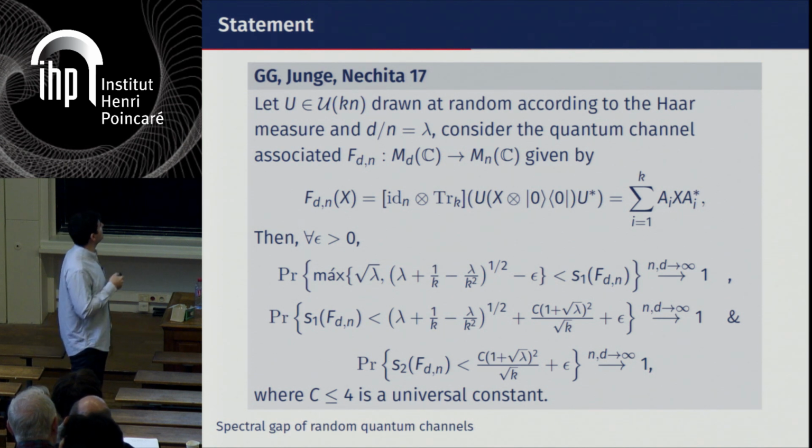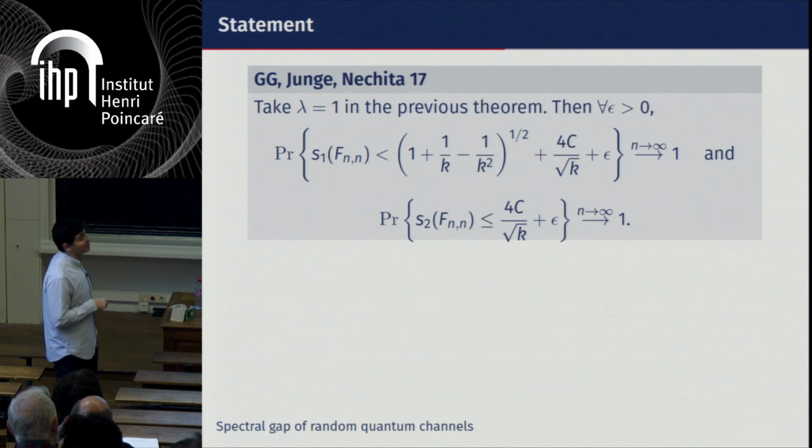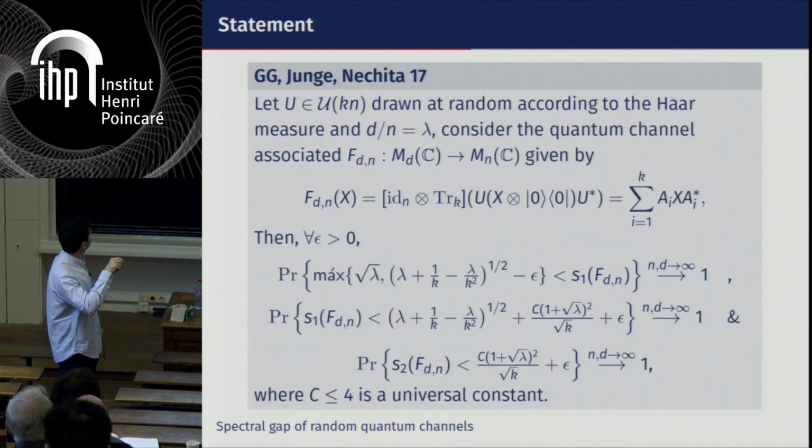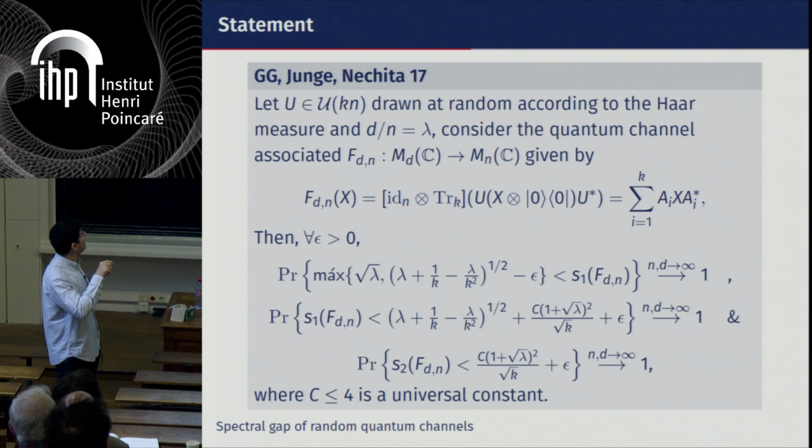So let's go to the case lambda equals 1. If I write my statement for lambda equals 1, what I have is this upper bound for the first singular value. I didn't copy the lower bound, which is here. So it will be 1 or 1 plus 1 over k minus 1 over k square root. So a bit bigger than 1 if lambda is smaller than k, sorry.